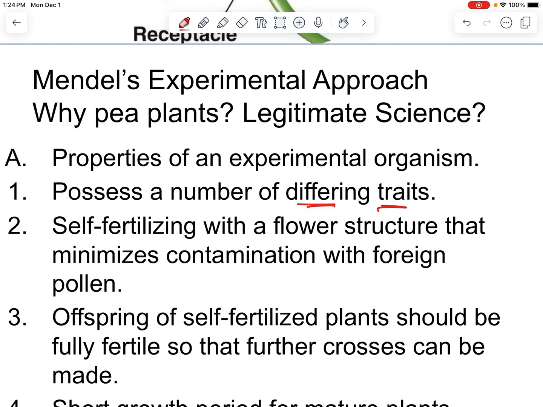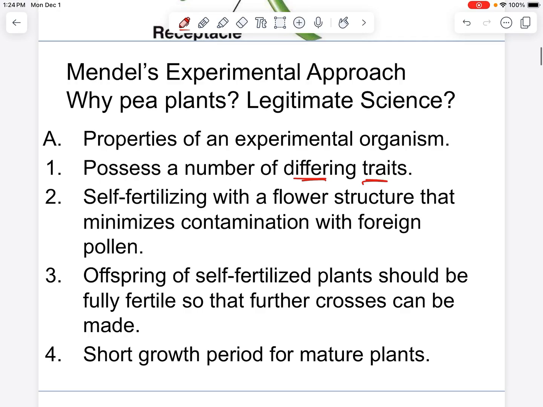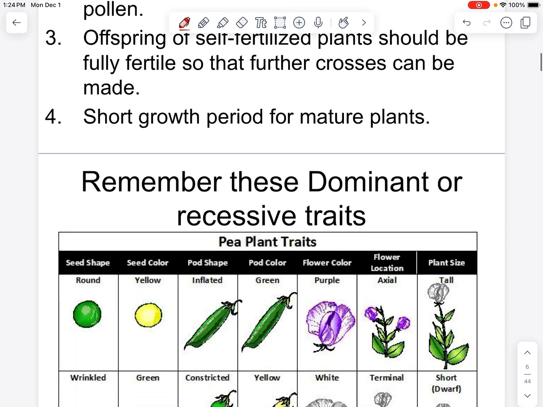So it's a way for them to track exactly if he cross-pollinated it himself, then that plant could eventually self-fertilize and carry on to those next generations. So again, we'll look at these, but it's really the perfect plant for him to run. And again, like I said, short growth period for mature plants. So those are just some things that made it successful for him to follow these patterns that we're going to look at today.